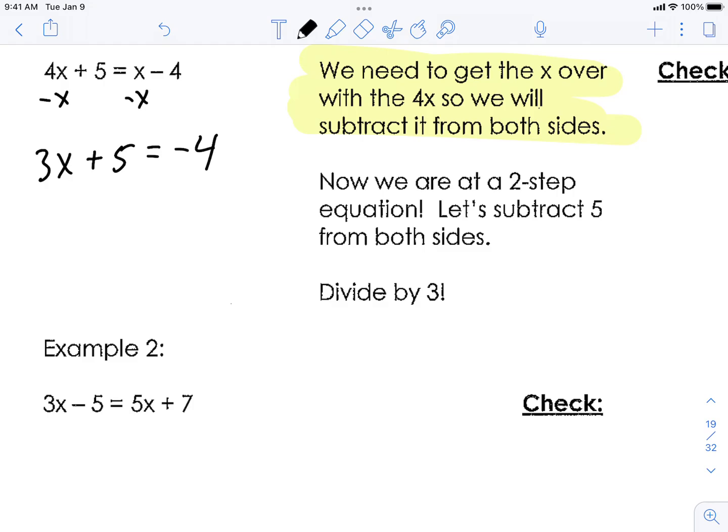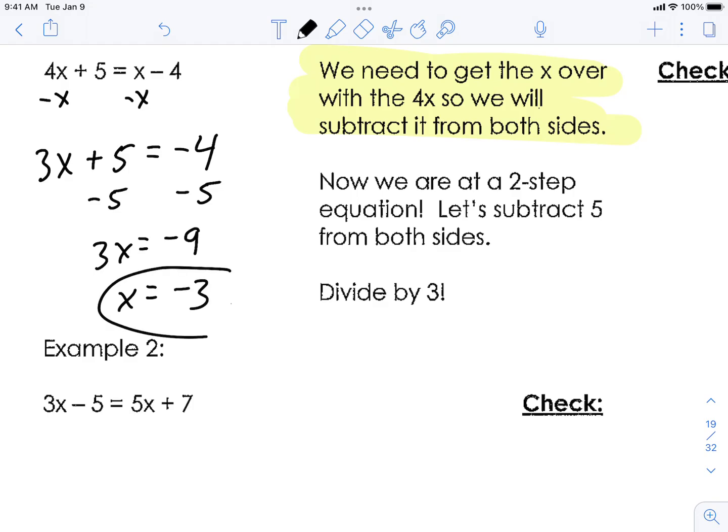And we're back to the other section where it's just a 2-step equation. We're going to subtract 5 from both sides. We're going to divide by 3. And we get x equals negative 3.